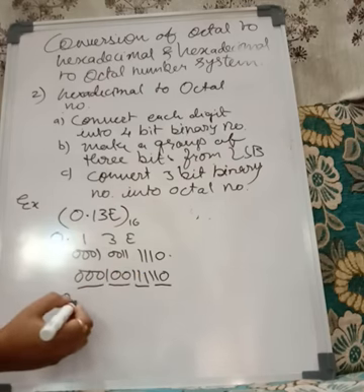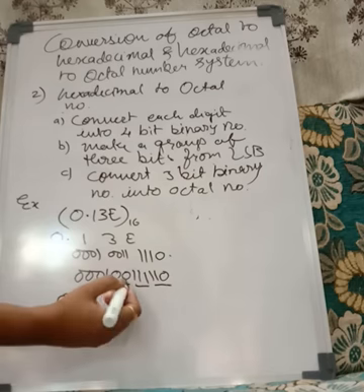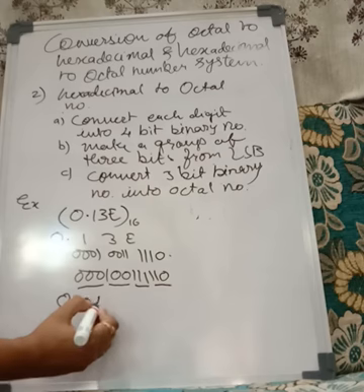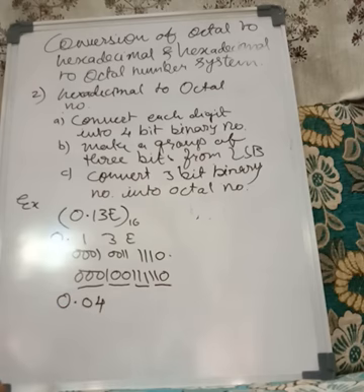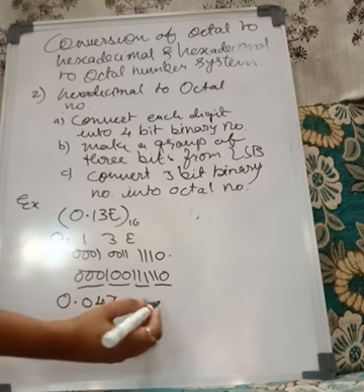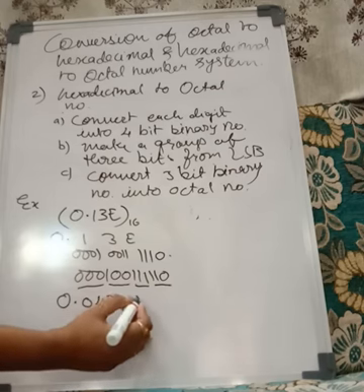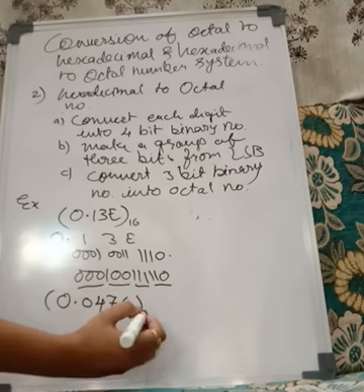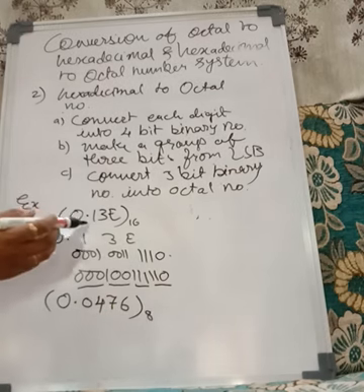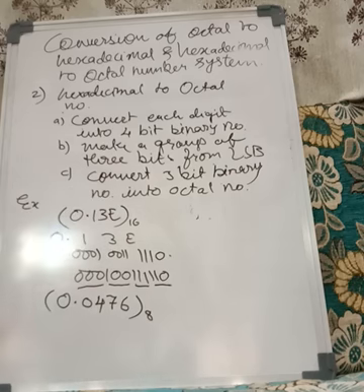So this will be 0, this will be 2 to the power 0, 2 to the power 1, 2 to the power 2, that is 4. Then this term will be 7 and another term will be 6. So this will be the number in the octal number system, which is equivalent to the 0.13e hexadecimal number system.